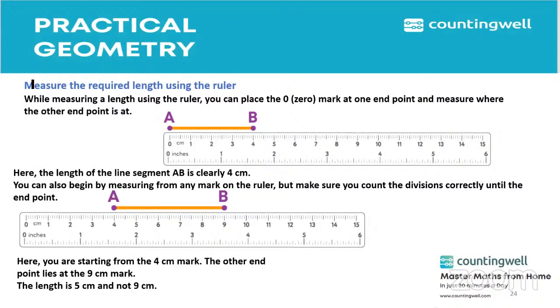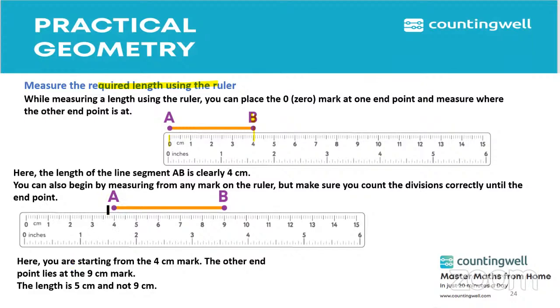Now let us see what care you have to take when you are measuring the required length using a ruler. Here you have to measure the length of AB. What you have to do is place the zero mark of the ruler at end point A, and the other point will be at end point B. I have to measure where this point B is lying. So here the length of the line segment AB is clearly 4 centimeter.